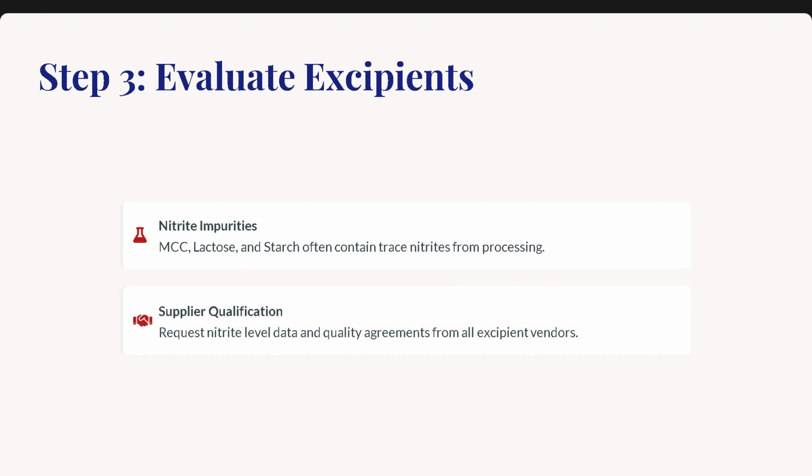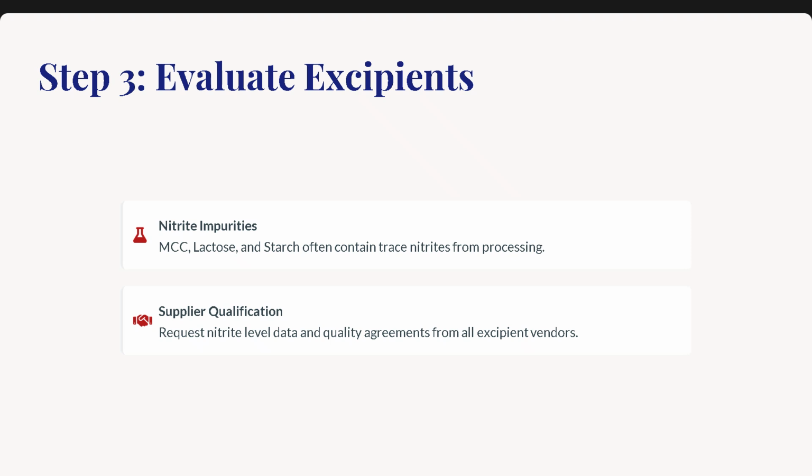Now let's talk about excipients. Many people assume excipients are inert and safe. But in reality, excipients can be hidden contributors to nitrosamine risk. Common excipients like microcrystalline cellulose, lactose, and starch often contain trace levels of nitrites from their manufacturing process. These nitrites can act as nitrosating agents. So, if your API contains amines, nitrosamines can form.